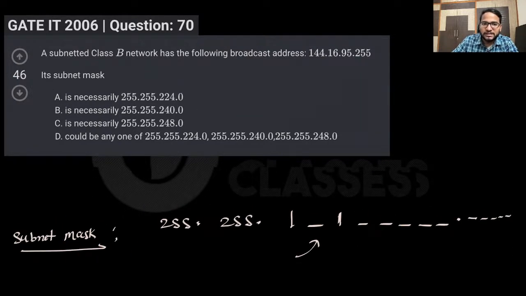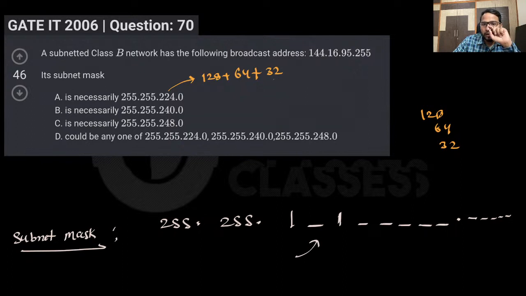Now I don't know this. Let's just see this. This 224 is 128 plus 64, which is 192, plus 32, right? So basically this 224 is 128 plus 64, which is 192, plus 32. So this is 224, right?